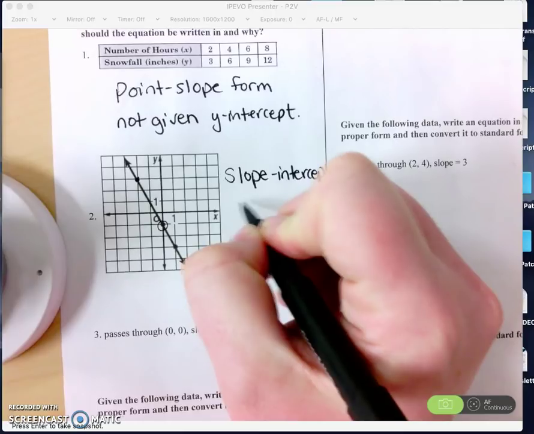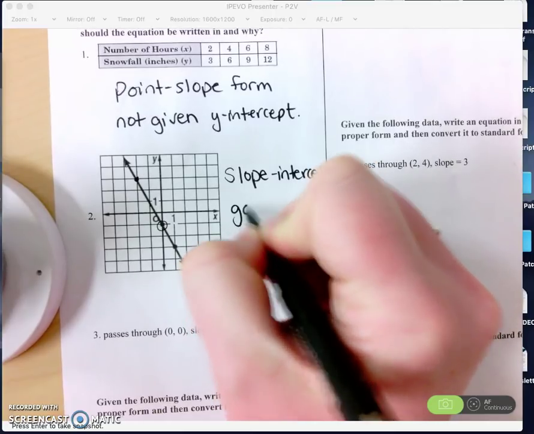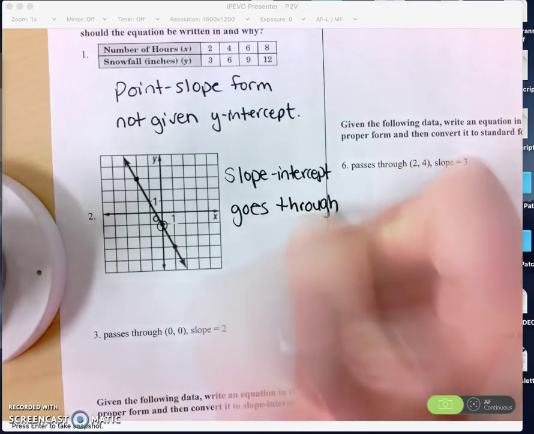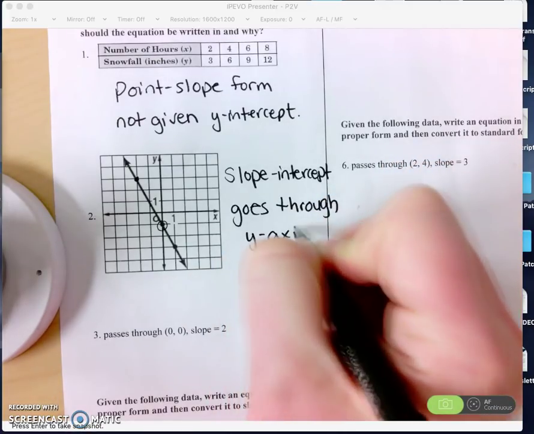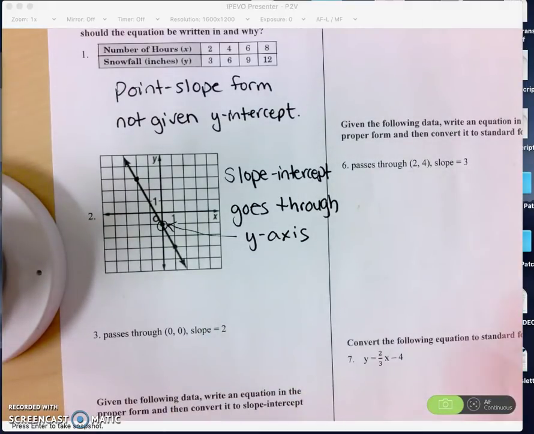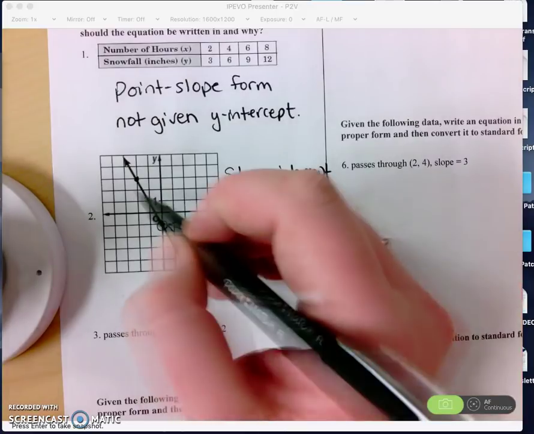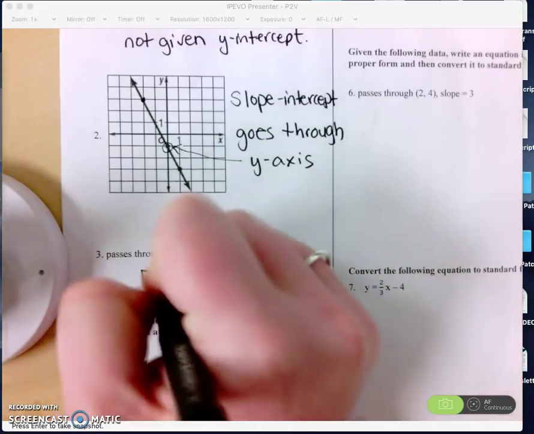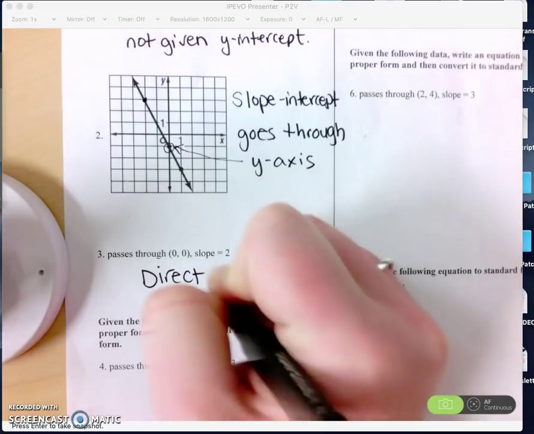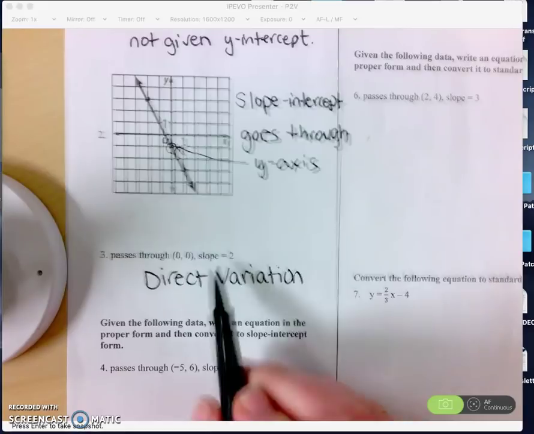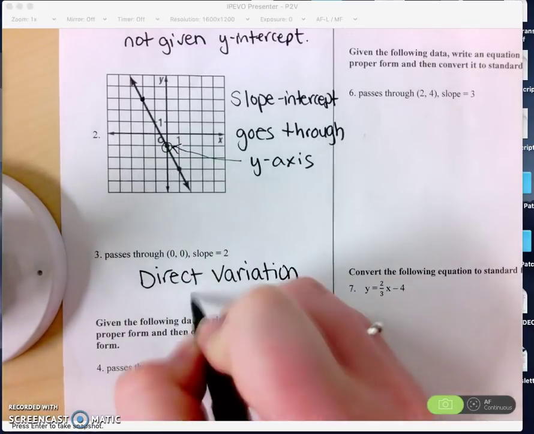You would say it goes through the y-axis at that point right here, that y-intercept. You're given the y-intercept and you can find the slope. Okay, here it passes through the point 0, 0 and has a slope, direct variation, because you're given the slope and it goes through the origin.